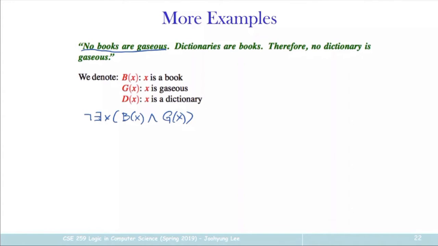Okay? Sometimes, actually often, there may be multiple different ways to write the same formula. So if you write your formula and it turns out not to be exactly the same, that's also okay. Sometimes they are different formulas, but their meanings could be the same. So we'll talk about semantics later, and when we define the notion of equivalence, you will see why these two different formulas actually mean the same thing. Okay? Dictionaries are books. How do we represent this in a formula?